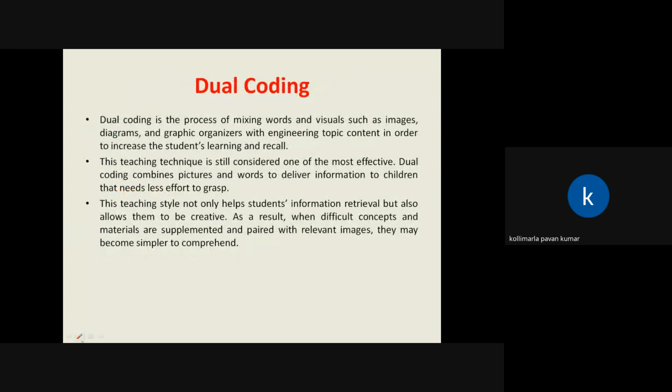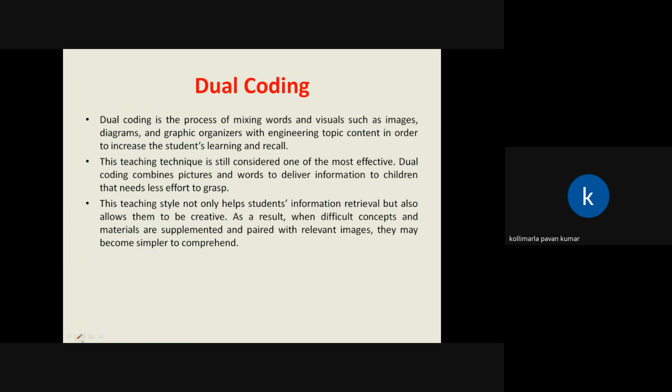Next one is dual coding. Dual coding is the process of mixing words and visuals such as images, diagrams, and graphic organizers with engineering topic content in order to increase the students' learning and recall. So when you are preparing the PPT, sometimes we use images, sometimes we use words or sentences, sometimes we use both the images and some relevant information regarding that image. So that will be called dual coding.